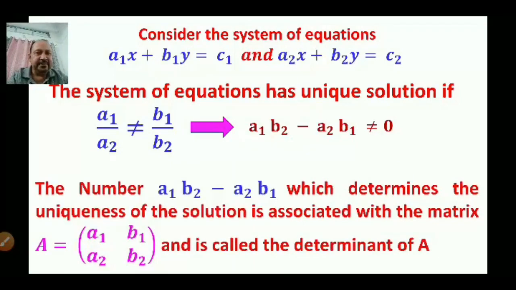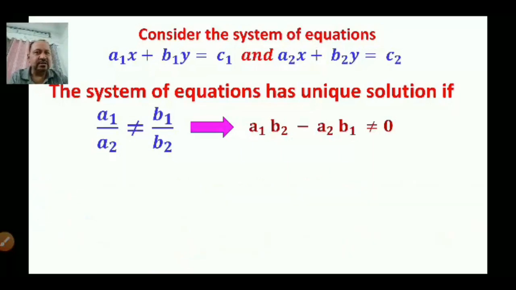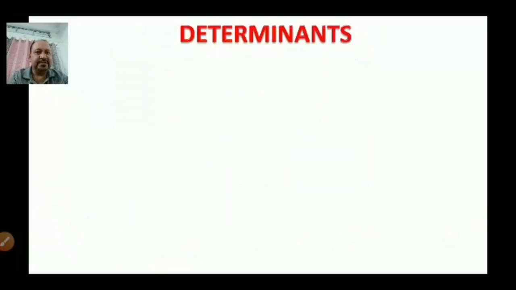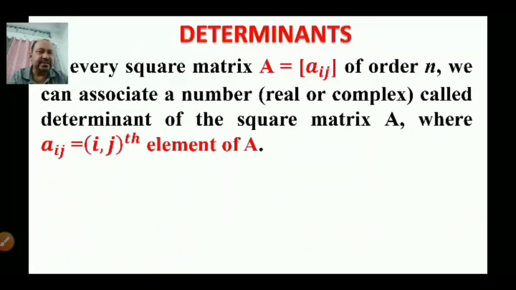The number a1 b2 minus a2 b1, which determines the uniqueness of the solution, is associated with the matrix A, with rows a1, b1 and a2, b2, and is called the determinant of A. Determinants: to every square matrix A equal to aij of order n, we can associate a number, real or complex, called the determinant of the square matrix A, where aij is the element of A in the ith row and jth column, that is, the element which lies in the ith row and jth column.